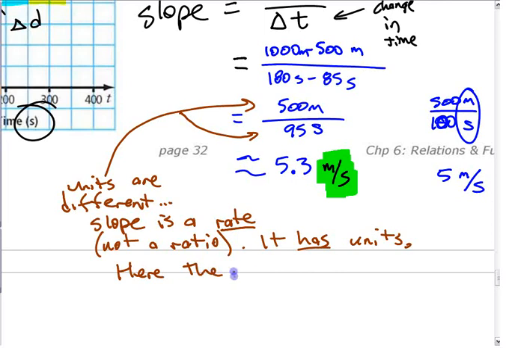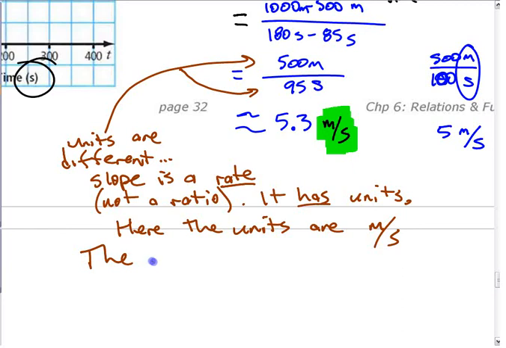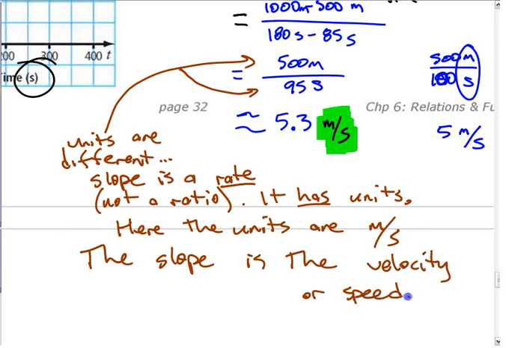Here the units are meters per second. What does the slope in this situation represent? The slope of a distance-time graph, meters per second, what is that? It's the speed or the velocity. It's how fast they're changing. Okay?